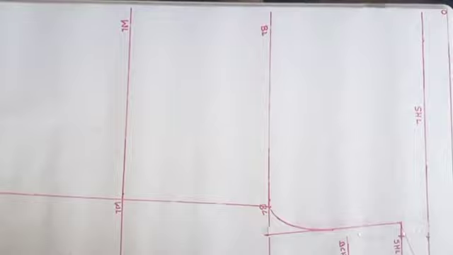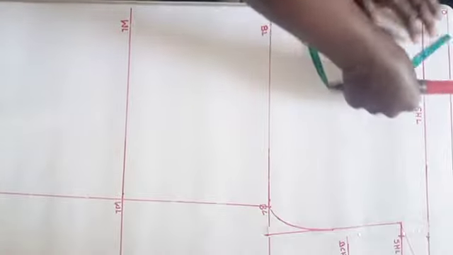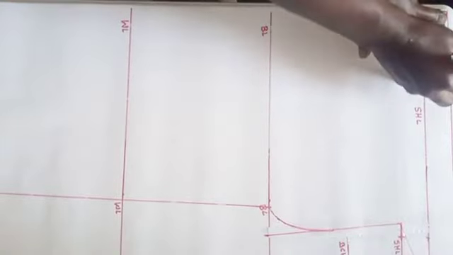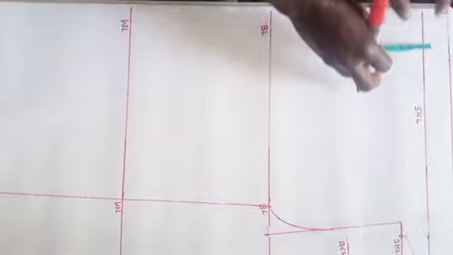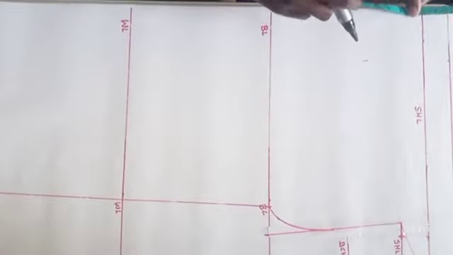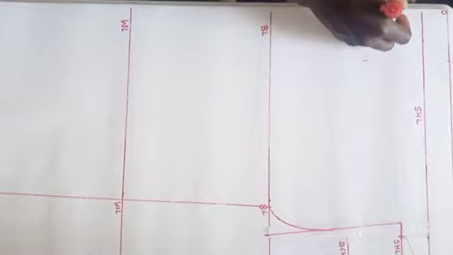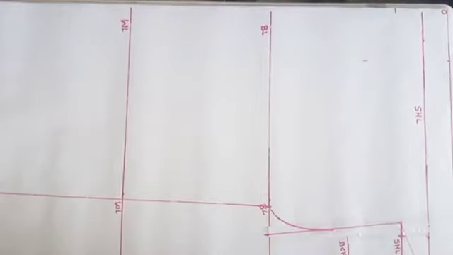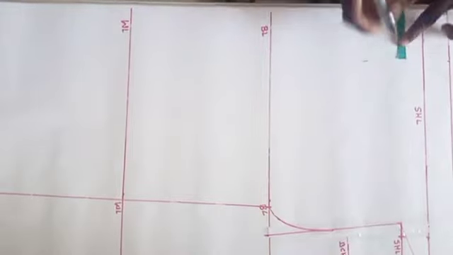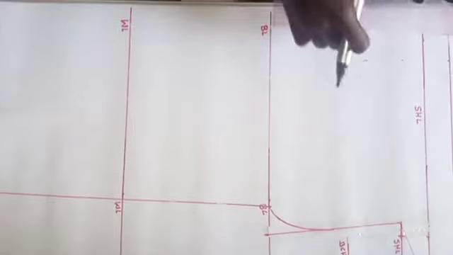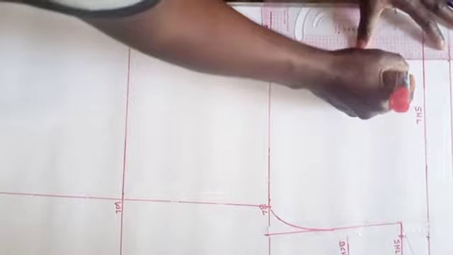So next we'll be inserting the neck width and the neck depth for the front. The neck width I'll be using is 3 inch, the same neck width I used for the back. Then the neck depth I'll be using will be 3 inch also. So it's going to be 3 by 3 inch. The next thing I'll be doing is to square down the line like this, so I'll be able to draw a perfect neck curve.